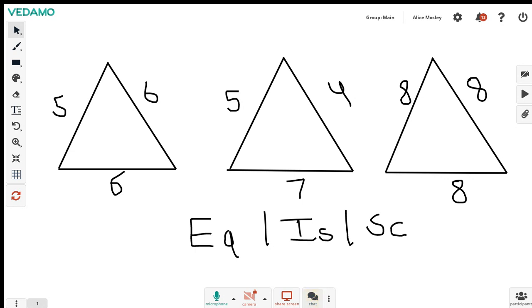So let me remind you, and this is for Miss Veronica as well. Equilateral triangles are the triangles which have all the sides equal. I'll write the spellings after this example. Isosceles triangles are the triangles whose two sides are equal. And a scalene triangle is a triangle none of whose sides are equal. All sides are different.